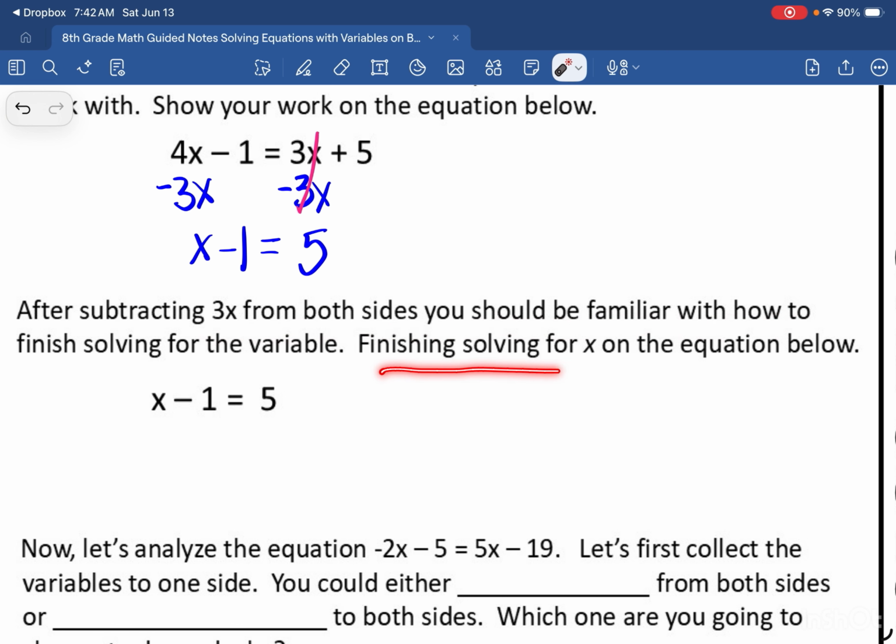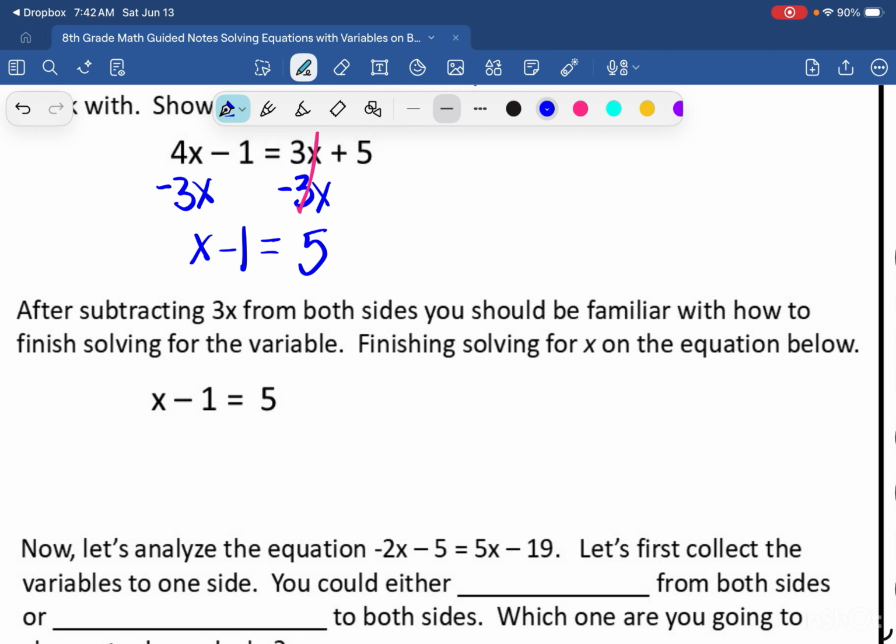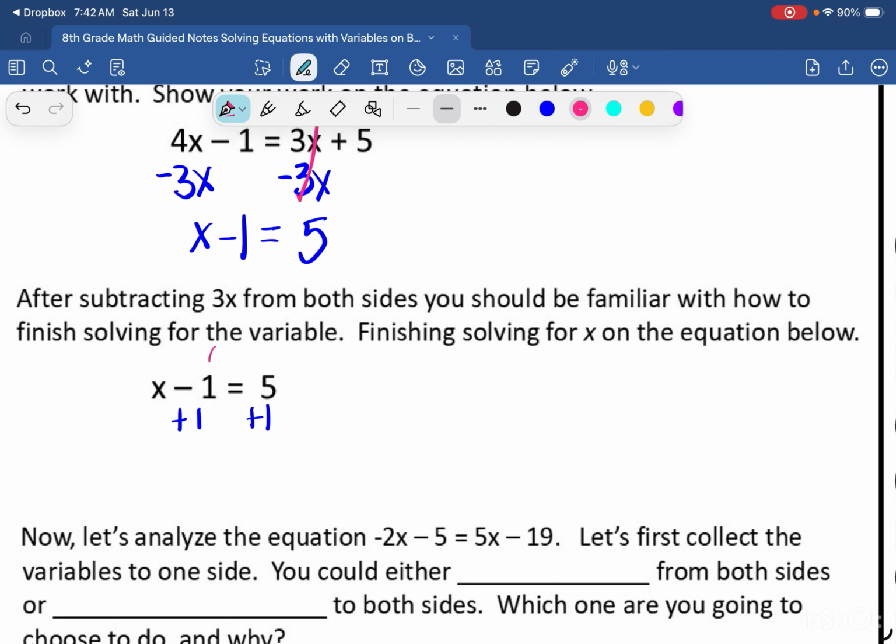Finish solving for x on the equation below. So this is a type of equation that I've seen before. I'm going to add 1 to both sides to get the x by itself, and this right here will cancel. So now my equation says x equals 6.